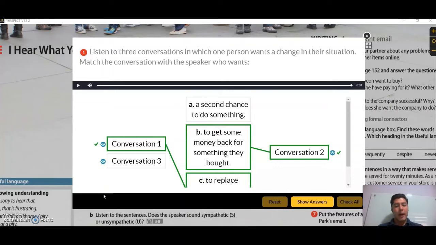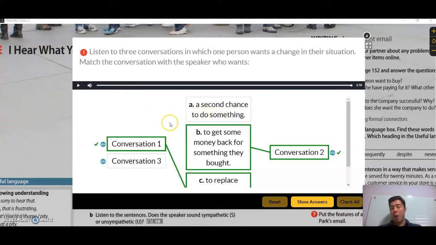Okay, guys, conversation number 3 is about a student who did an exam or a test, and she didn't answer a question as she wanted to, or as the teacher wanted. So she took a chance to go and speak with the teacher to get another chance. So the answer here is very obvious: a second chance to do something.